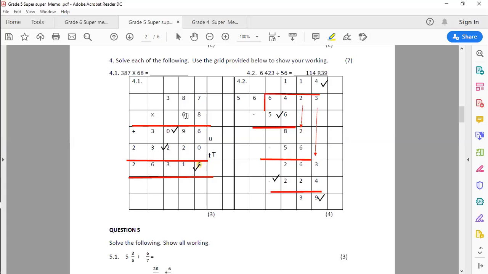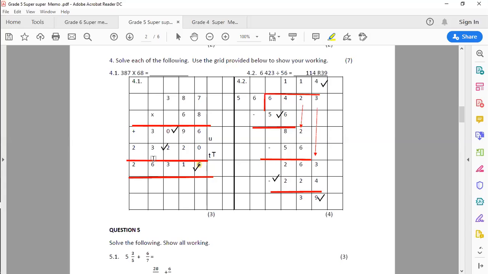I carry 5. 6 times 3, sorry. 6 times 3 is 18, plus the 5 from here gives me 23. So 6 times 3 is 18, plus 5 is 23.